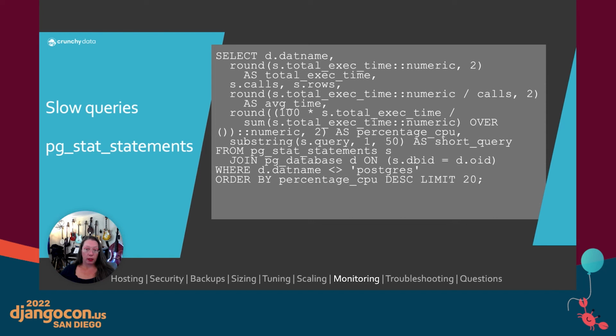And PG stat statements is another really popular Postgres tool to help you track query time. PG stat statements runs as an extension inside the database and just tracks statistics on the queries themselves. So on the screen is a query that will show you the slowest 20 queries that you have. There's a lot of different ways to look at PG stat statements, but this is a great place to go if somebody says something is slow and you want to see if you can make it faster. PG stat statements is a great place to look.